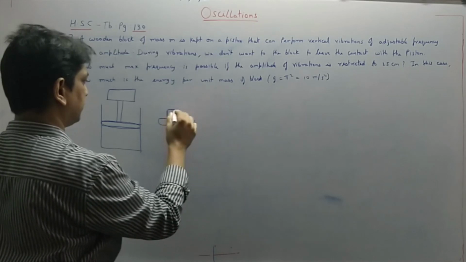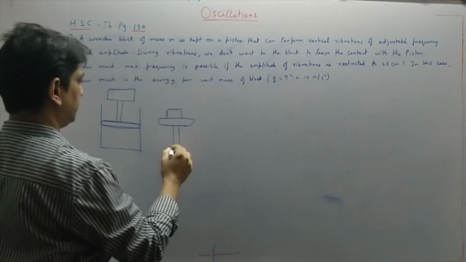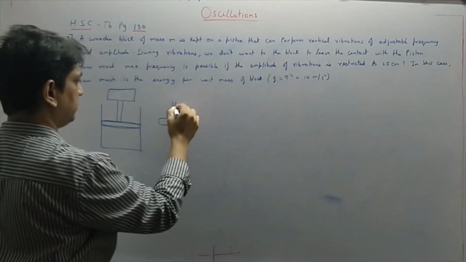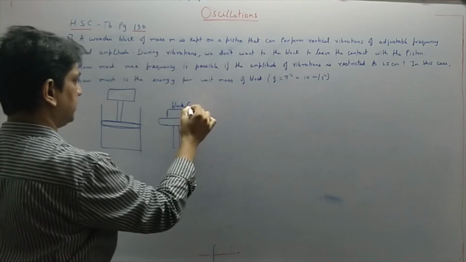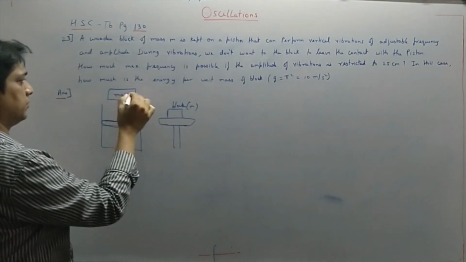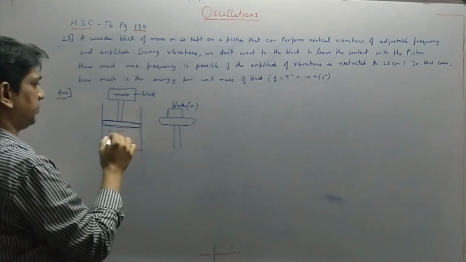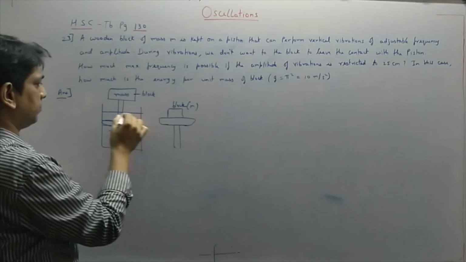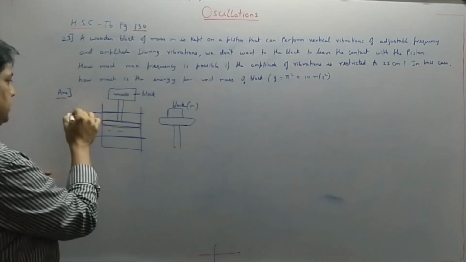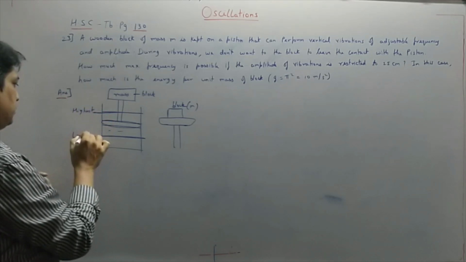The block is kept on this, just the reverse piston you can take. This is the block we are having of mass m. This piston is moving up and down, so this is one position and this is another position. We can take this as the highest position and this as the lowest position.